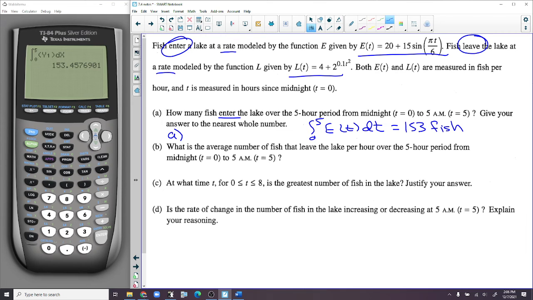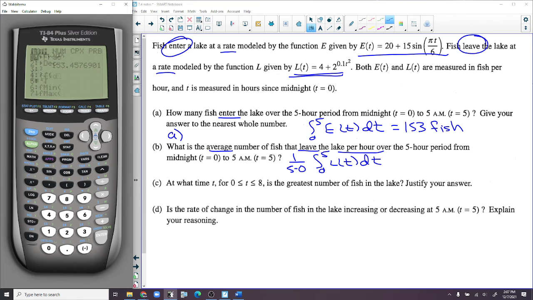What is the average number of fish that leave the lake per hour? So what is the average rate over the 5-hour period from midnight to 5? Well, it says not the average number of fish, but you have this per hour. So that suggests not the number, but per hour. That's the rate. And to find the average value of a function, what are we doing? Leaving, we're going to take 1 over 5 minus 0, integral from 0 to 5 of L of t dt. That's how you find the average of a continuous function.